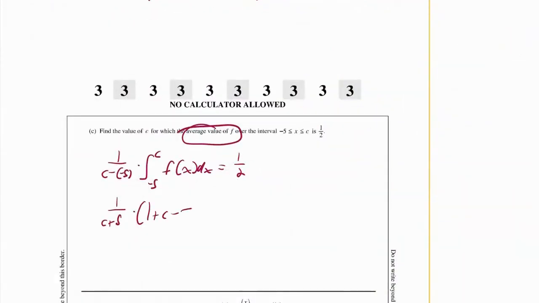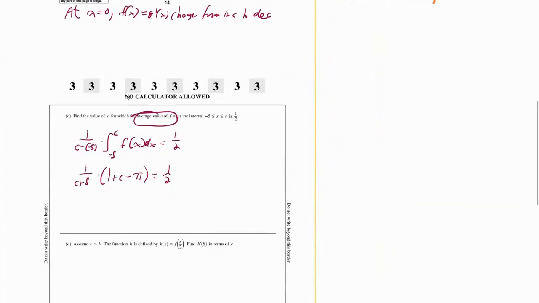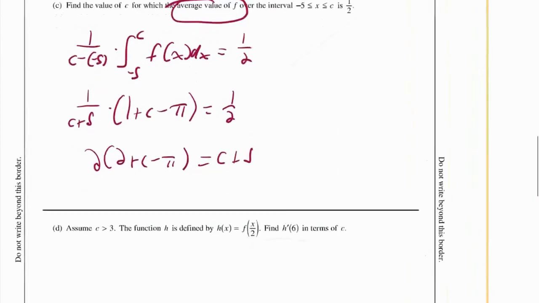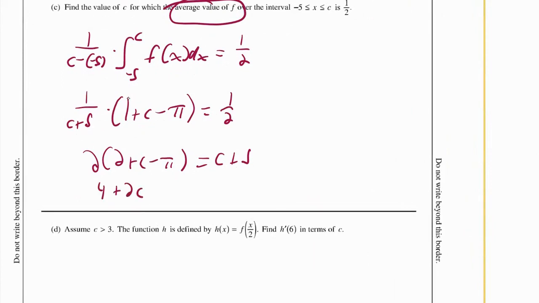1 plus c minus pi equals 1/2. And if I multiply both sides by 2 times c plus 5, I would get 2 times 1 plus c minus pi equals, this would be times c plus 5, or 4 plus 2c minus 2 pi is equal to c plus 5. Or if I subtracted c from both sides, I get c is equal to 5 minus 4 plus 2 pi, or 1 plus 2 pi.